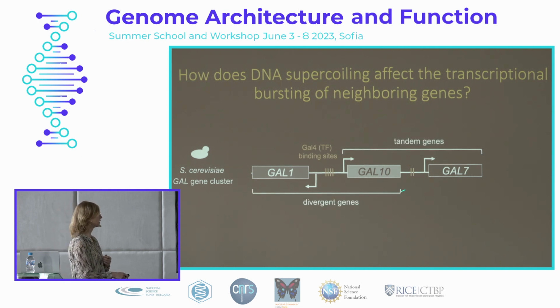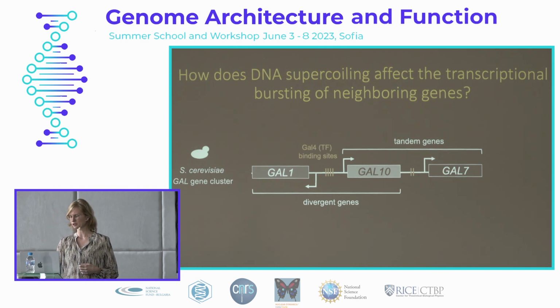So GAL1 and GAL10 are in the divergent orientation, which means we think that supercoils can accumulate maybe here in the middle, and then there are positive supercoils in the gene bodies. But GAL10 and GAL7 are oriented in tandem, which means that the supercoils can alternate. So there's negative, positive, negative, positive. So we wanted to address how supercoils affect transcription of these genes, but we didn't even know what transcription of these genes looked like in wild type, so this is what we started with.